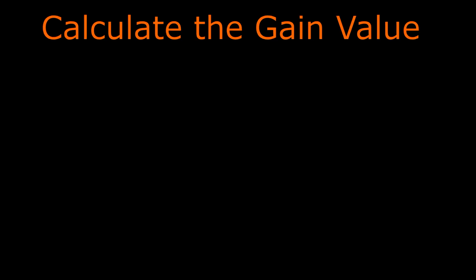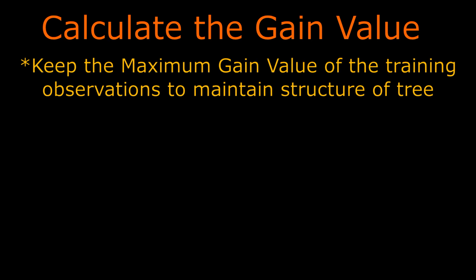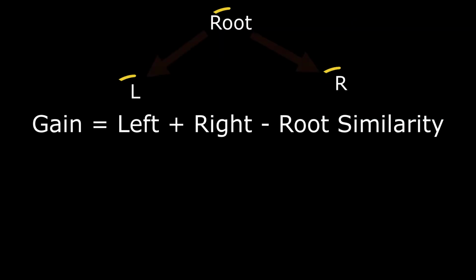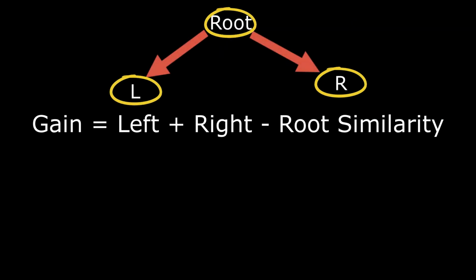Once you have calculated the similarity scores for each of the nodes in a tree, you would then calculate the gain value. The gain value is used to determine which branches of the tree to keep, and you do this by keeping the branches with the highest gain value. In a simple tree, the gain value is calculated by the left plus right minus the root similarity. When one observation has a higher gain value than another, the higher gain observation's features become the threshold of the tree.